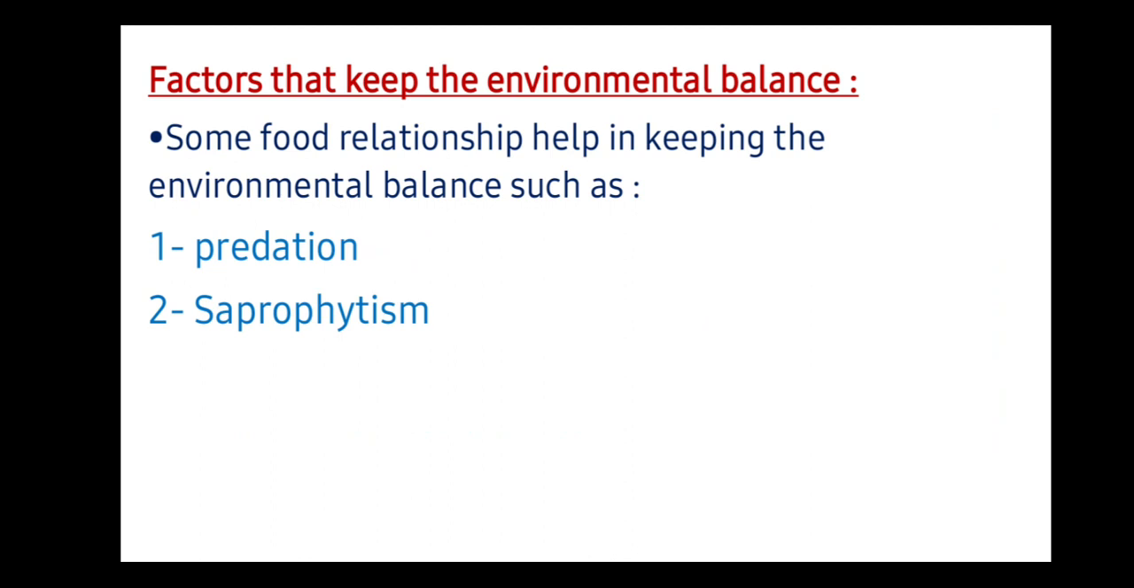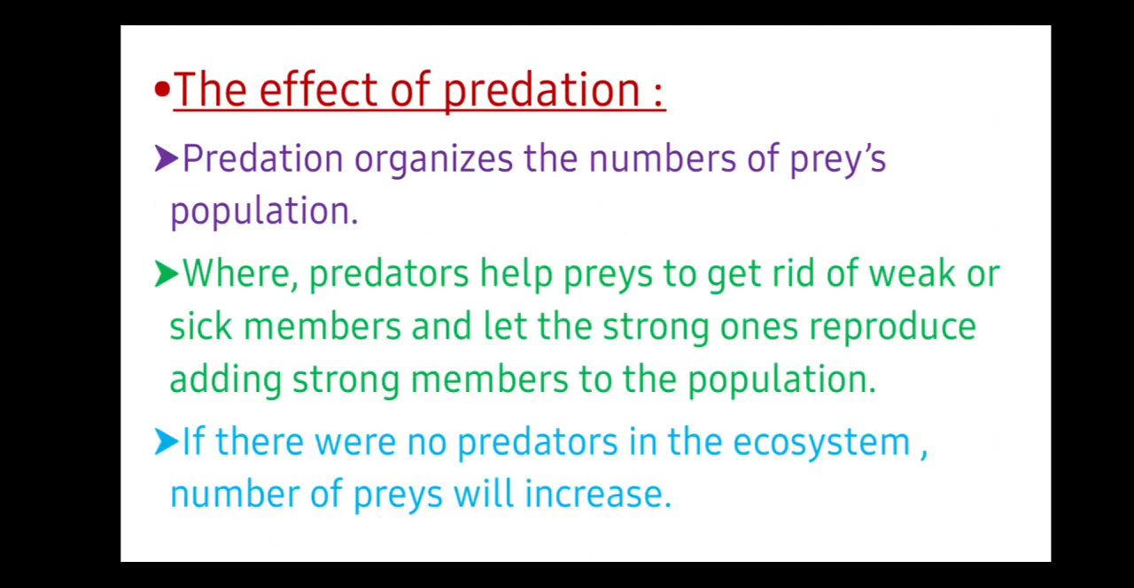What are the factors that keep the environmental balance? You have to know that we have some food relationships that help in keeping the environmental balance, like predation and saprophytism. The effect of predation organizes the number of prey population. Why? Predators help prey to get rid of weak or sick members.